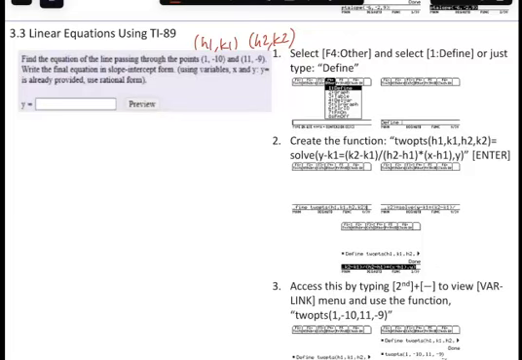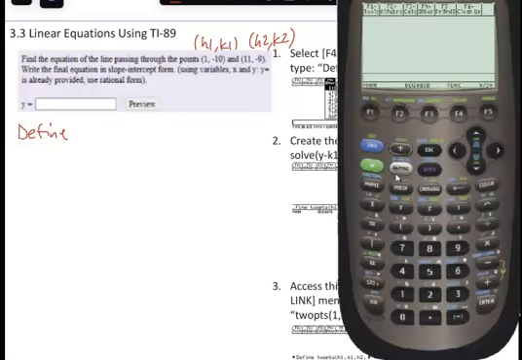Okay, so when you are looking to define a function, the first thing that we would need to do is to choose the define command. And the define command, when you look at the TI-89, is under this F4 Other tab. Choose define. Next, we're going to give it a name.